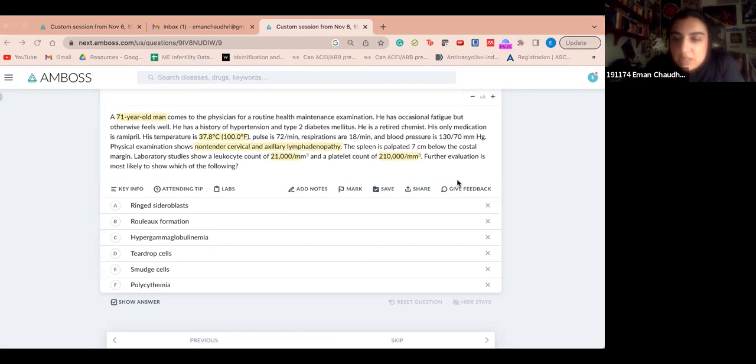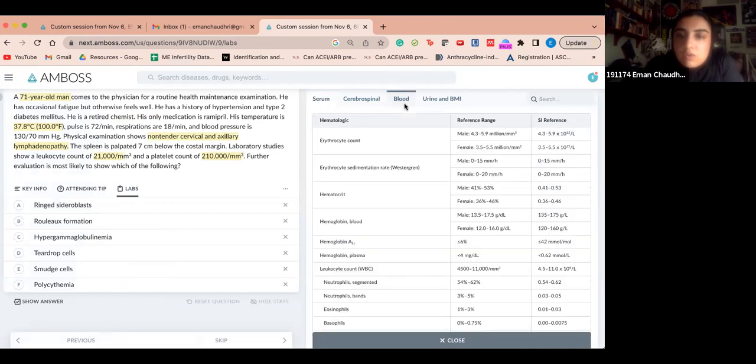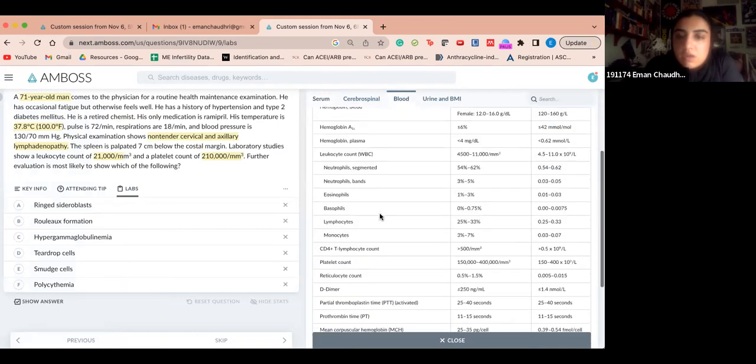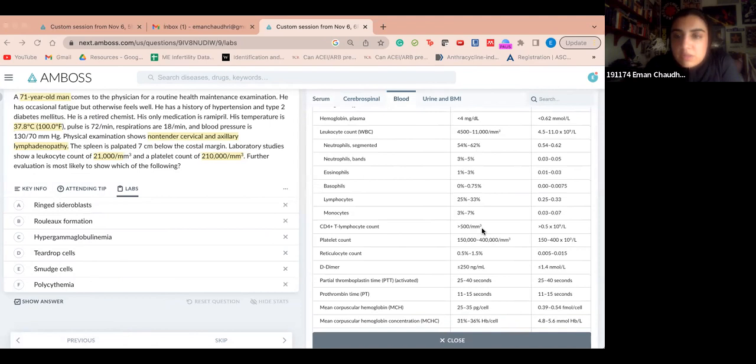Can we see CBC? You mean like the labs? You can open the labs if you guys want. I don't know what you want to look at exactly though. Here you go if you want to look at the blood. So normally it's up until 11,000, right? But this is 21,000, so it's obviously increased. But either way, further evaluation is most likely to show which of the following.